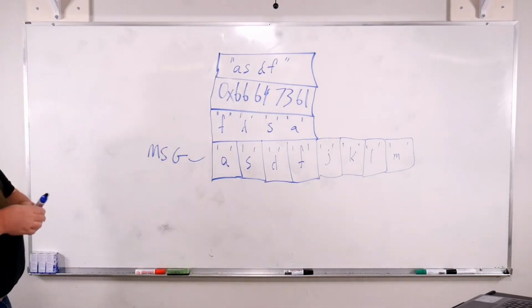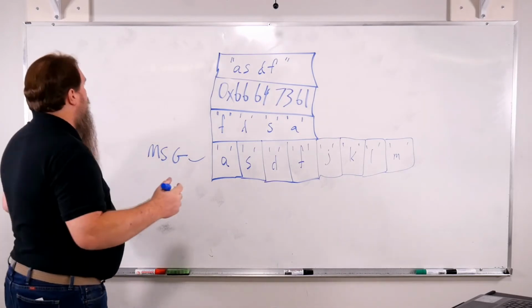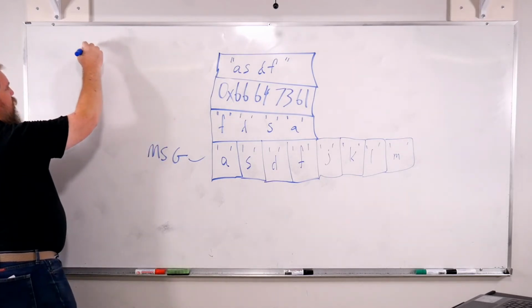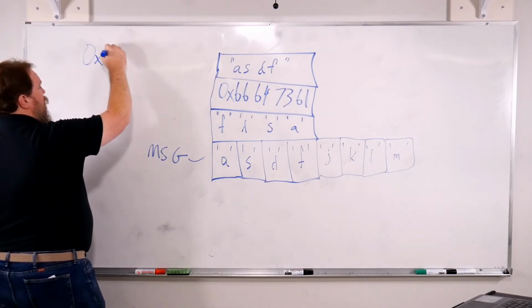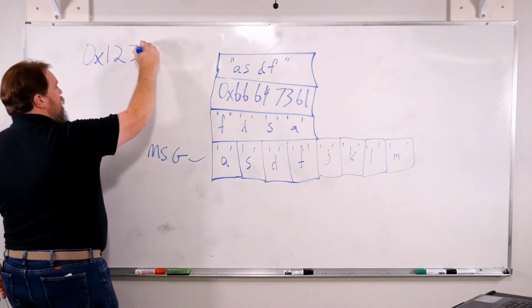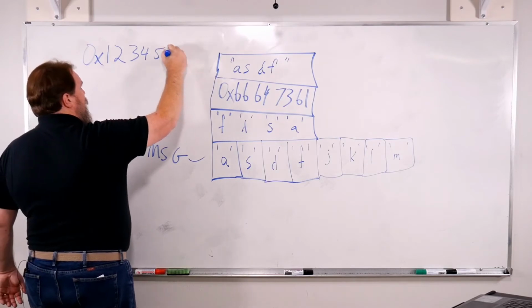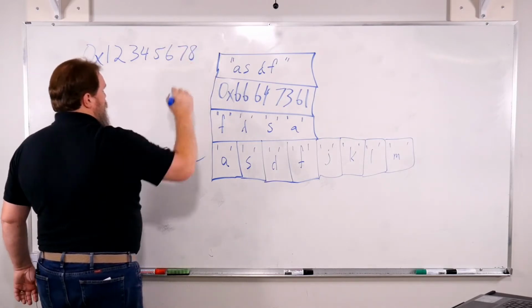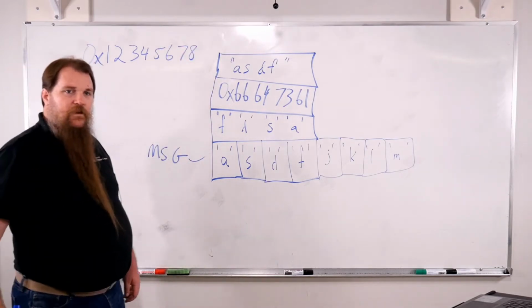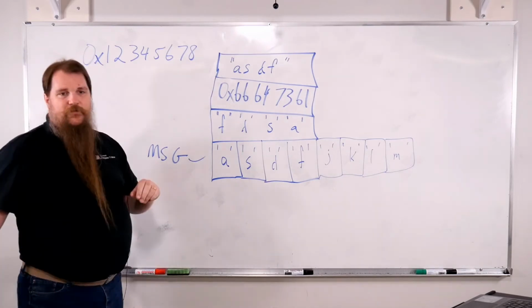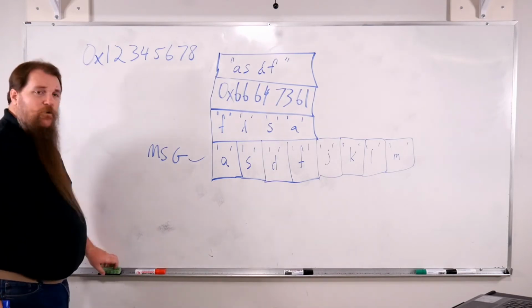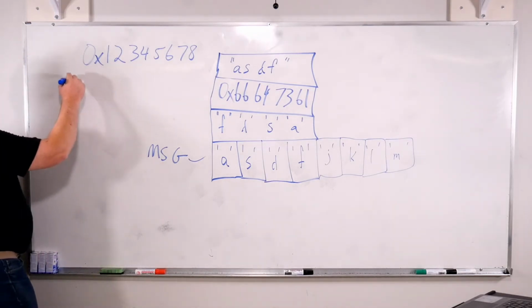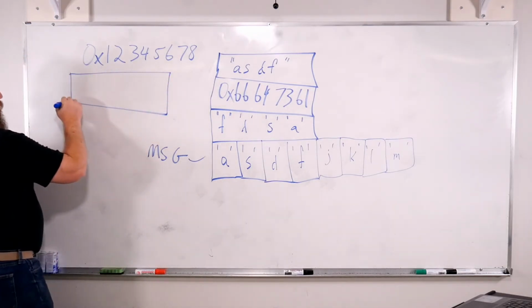Here's the question. Let's imagine that you're going to write some word. Let's do 1, 2, 3, 4, 5, 6, 7, 8. This is an actual value that we want to encode into memory. The question is, how are we going to write this into 4 bytes in memory?